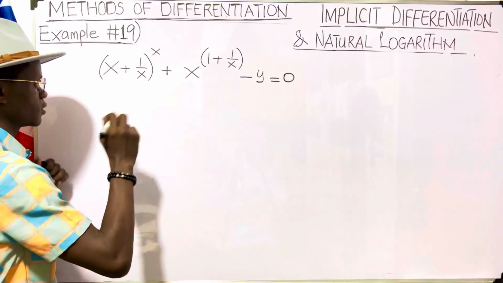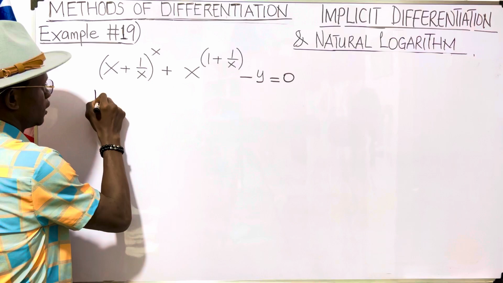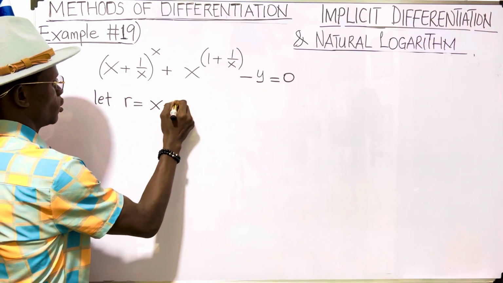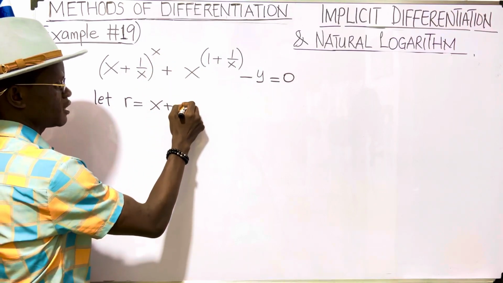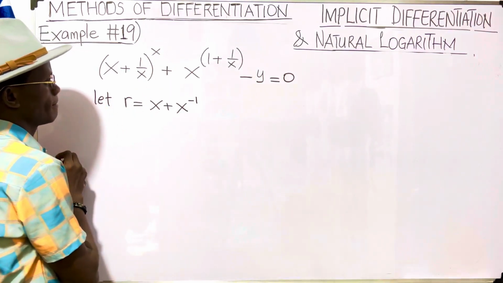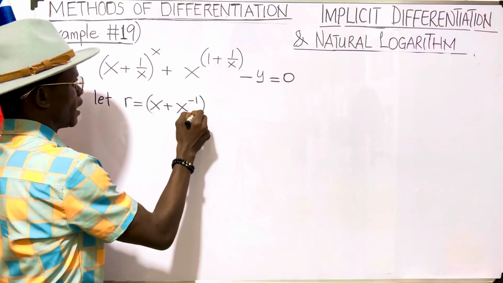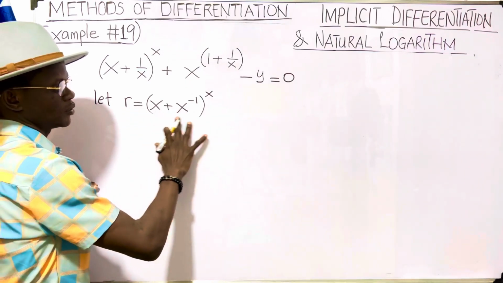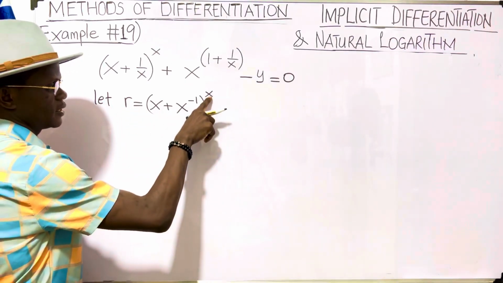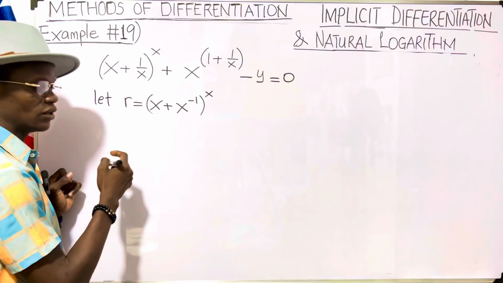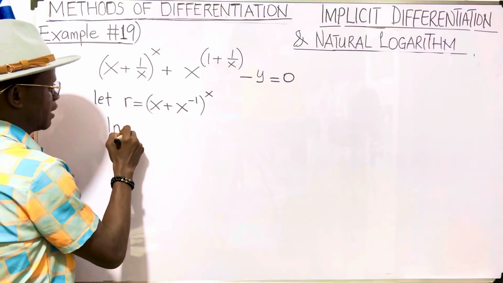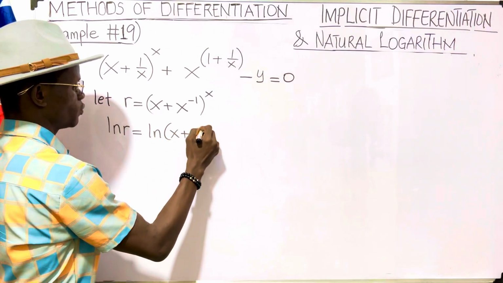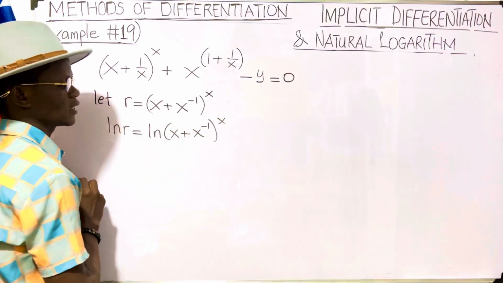For the first case, we say let r equal the first term, (x + 1/x)^x. Now 1 over x is the same as x raised to the power minus 1, so r = (x + x^(-1))^x. Now to get this x down, we have to take the ln on both sides. So we say the ln of r is equal to the ln of (x + x^(-1))^x.